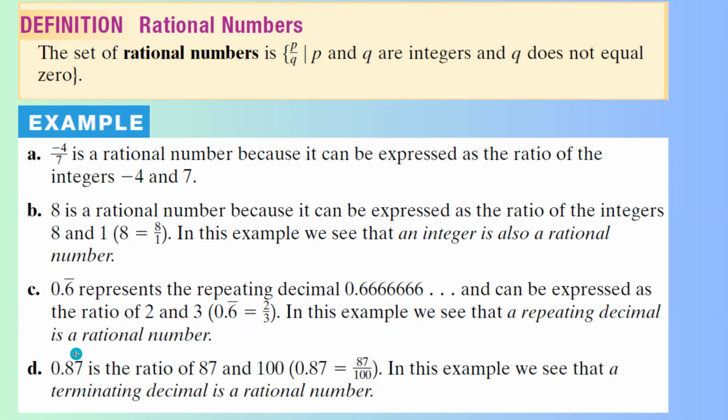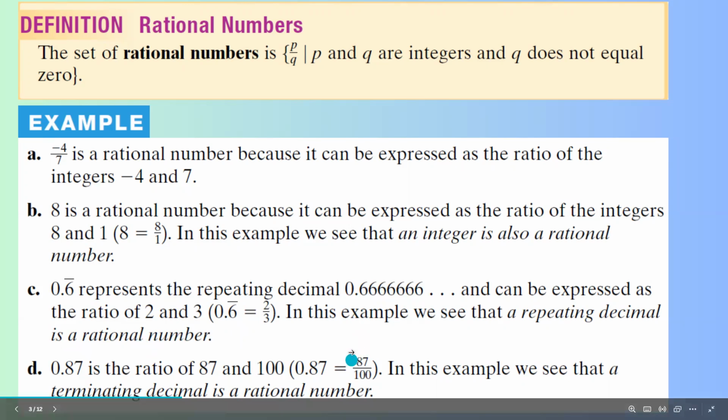Another number is 0.87, which can be written as 87 over 100. Since you have two integers divided together and the denominator is not 0, it is a rational number. Any rational number is real as well.